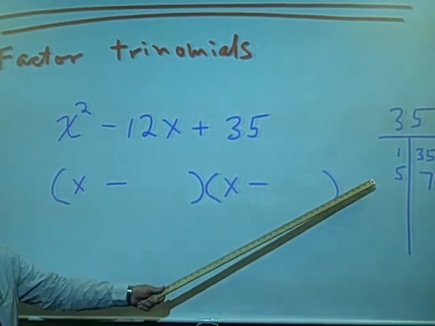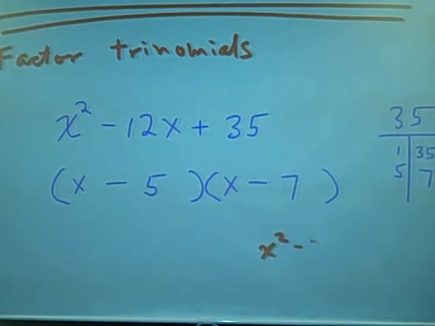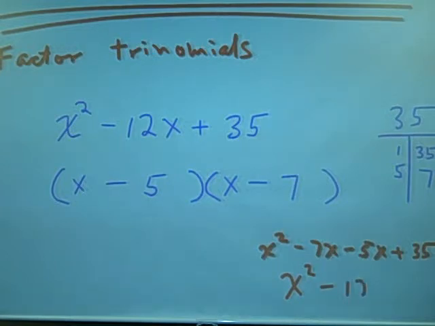From our factor table to go in here and here. 5 and 7, right? And so we know that if we check it, x times x is x squared, x times negative 7 is negative 7x, negative 5 times x is minus 5x, negative 5 times negative 7 is plus 35, and so we get x squared minus 12x plus 35, and it checks.